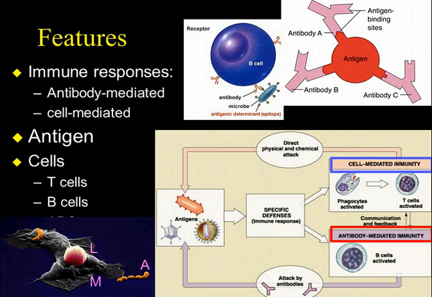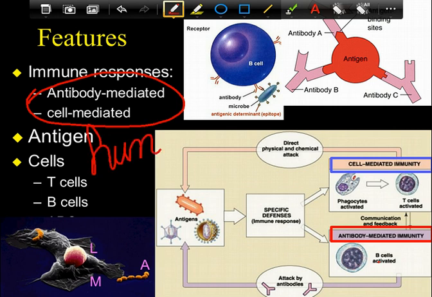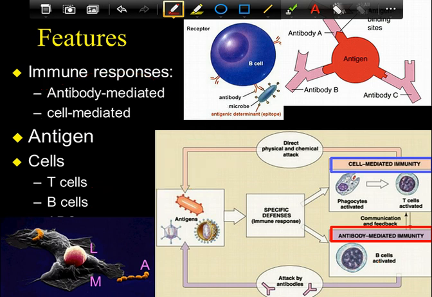Okay, so I've already laid out the two kinds of immune responses: antibody-mediated immunity, sometimes also called humoral immunity, and cell-mediated immunity, sometimes also called cellular. Okay, you're covered by double immune responses. Okay, so the cells involved.